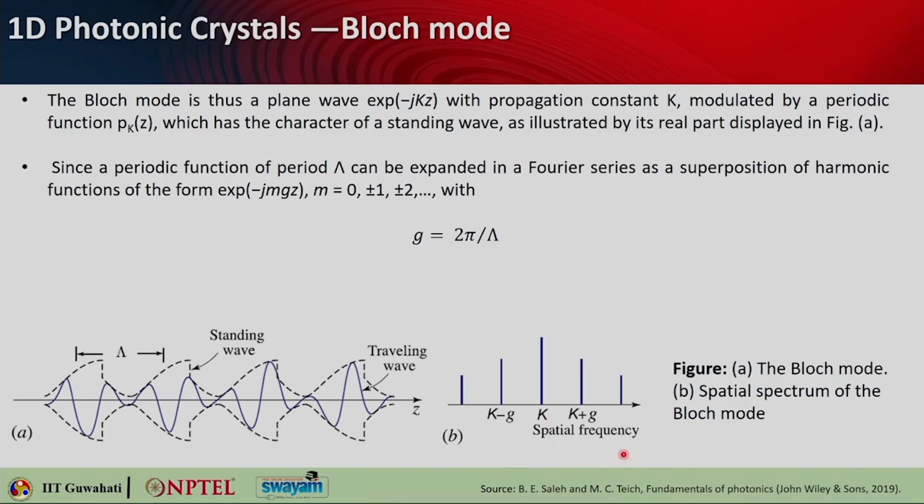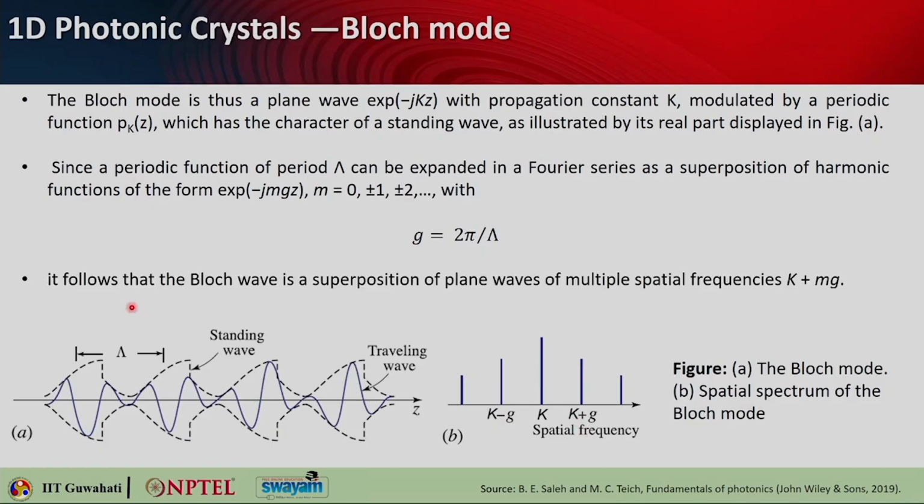So, this is spatial frequency. So, you have k plus g, k minus g, you will have k plus 2g, k minus 2g and so on. So, we are able to convert this from the spatial domain to the spatial frequency domain. So, it follows that the Bloch mode is basically a superposition of plane waves of multiple spatial frequencies that can be given as k plus m g. m can be 0, plus minus 1, plus minus 2 and so on. So, this is how the Bloch mode is comprised of. It is not only a single plane wave, it is a superposition of plane waves with multiple spatial frequencies.